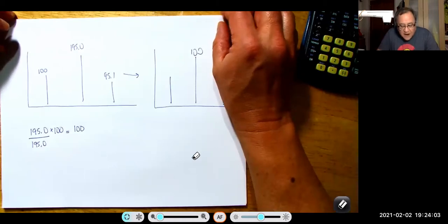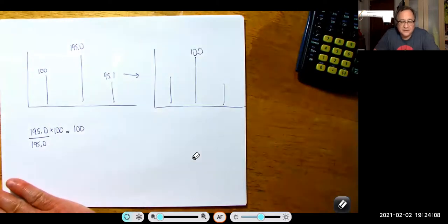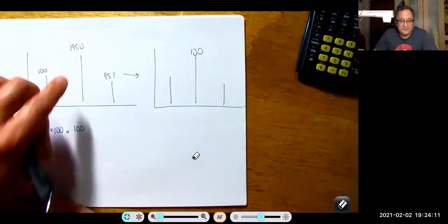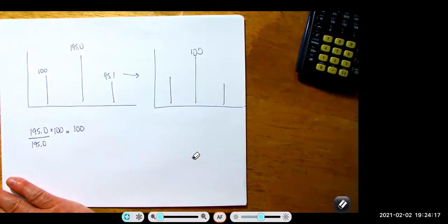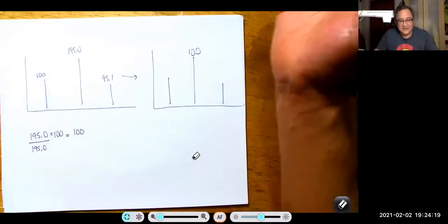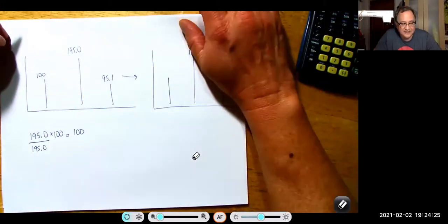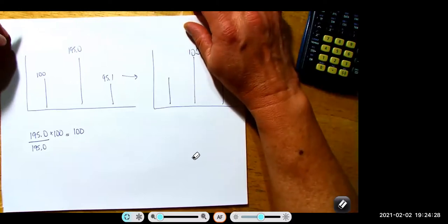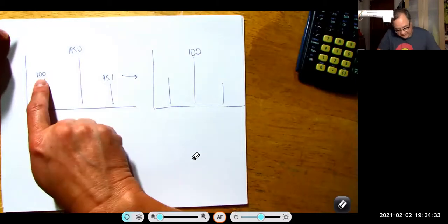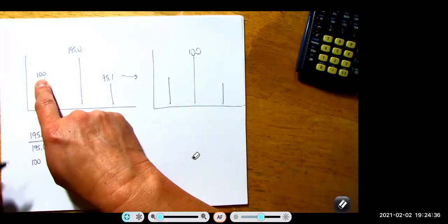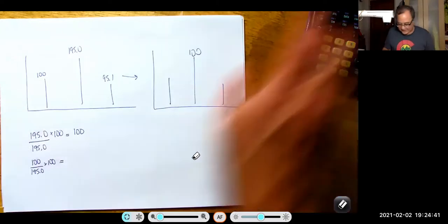Okay, what if this were 501? How would I turn that into 100? Divide by 501 and multiply by 100. That's all there is to it. Now, what are the rules of algebra? Whatever you do to one thing, you have to do to the others, right? So if I divide this by 195 and multiply by 100, what do I have to do to this guy? The same thing. Divide by 195 and multiply by 100. Let's see what we get.